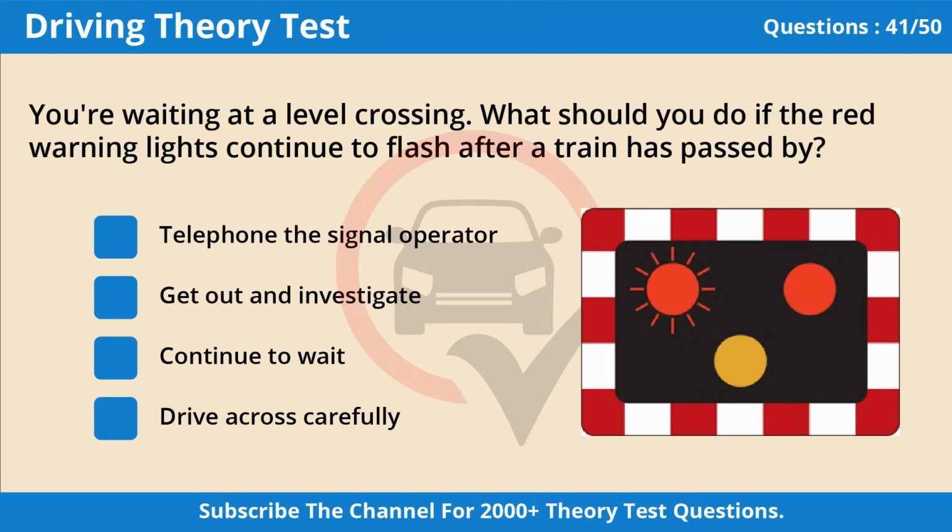Question 41. You're waiting at a level crossing. What should you do if the red warning lights continue to flash after a train has passed by? A. Telephone the signal operator. B. Get out and investigate. C. Continue to wait. D. Drive across carefully.